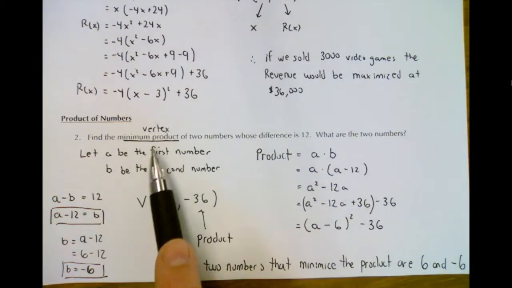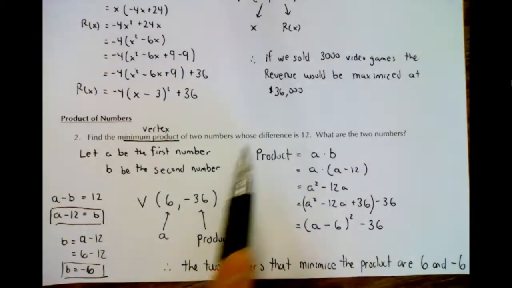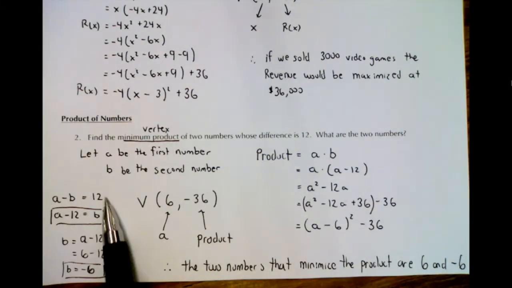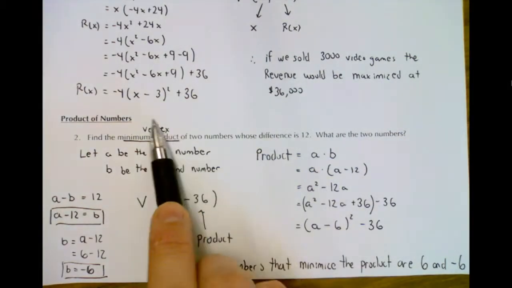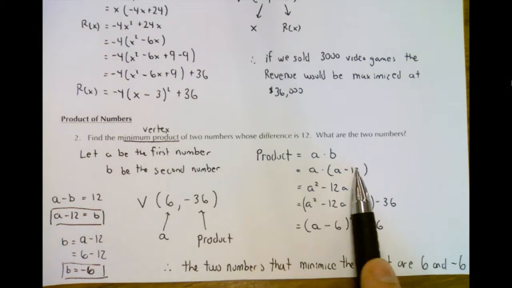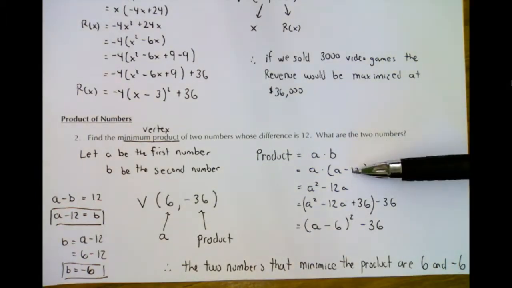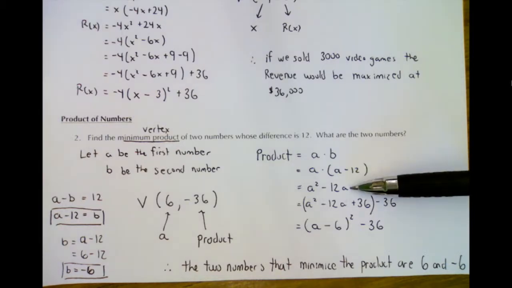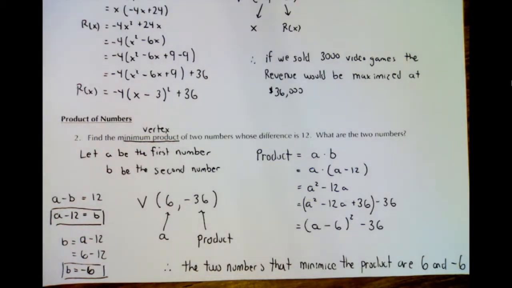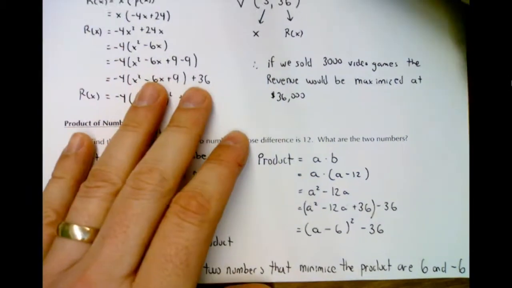So, let statements first. Use the information to write an equation. Use what we're trying to find the minimum or maximum of to write a second equation, a product equation. Turn the product equation into a single variable. Expand, collect like terms, and then complete the square to find the vertex. Okay? We'll do lots of practice with these word problems. In fact, we're going to do one more style now.